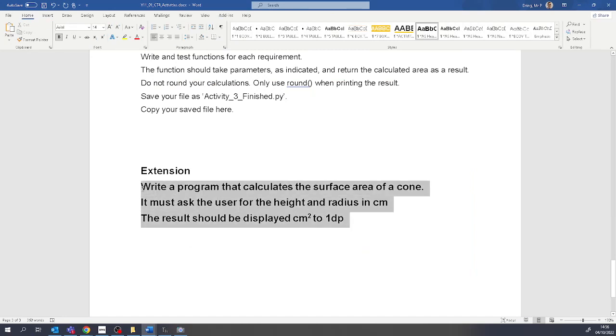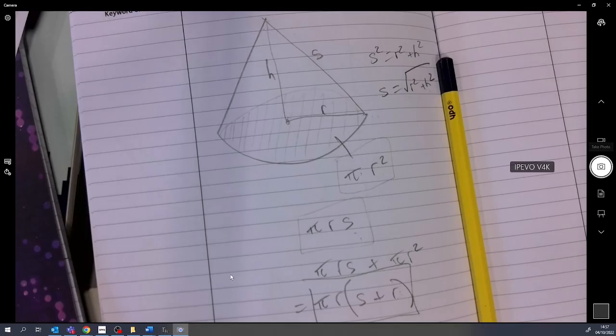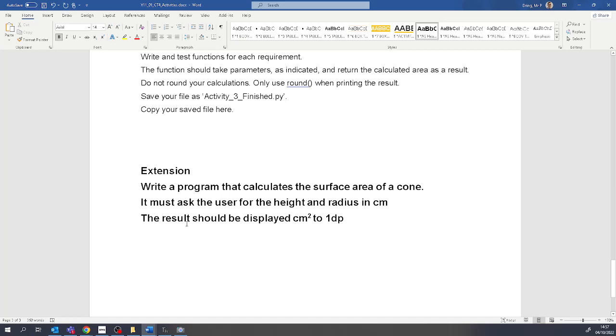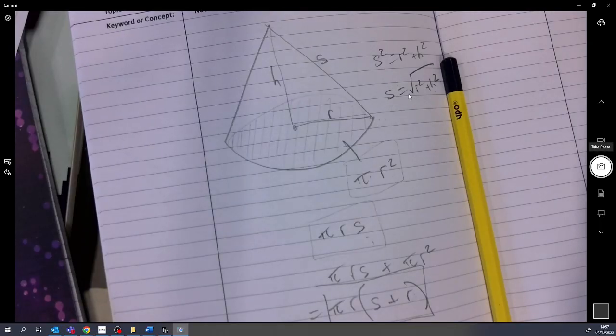And if you get time, this is your extension. So we're going to use that maths, but I'm not expecting you to do this, and this is beyond the scope of what you'd be expected to do, even in the hardest question in a paper two. So write a program that calculates the surface area of a cone. It should ask the user for the height and radius in centimeters. It should then calculate the total surface area in centimeters squared, rounded to one decimal place. So first of all, it's going to have to work out S. Then it's going to have to work out the total surface area using S and display it to one decimal place.